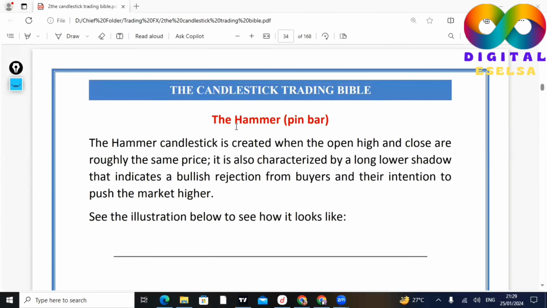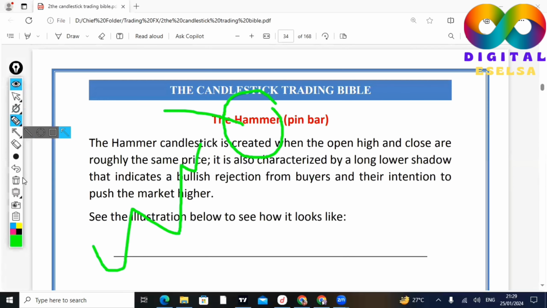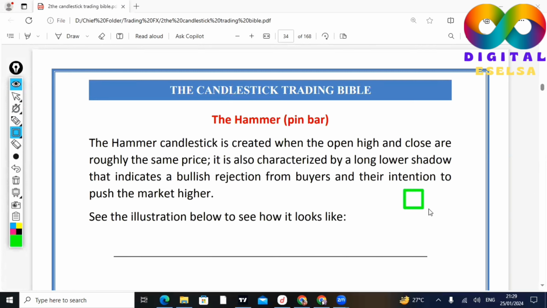Now the hammer, good. The hammer is called the pin bar. This is what I wanted to see. This is the pin bar. Look at how it is. The opposite of the pin bar is called the shooting star. Like this, this is the shooting star.